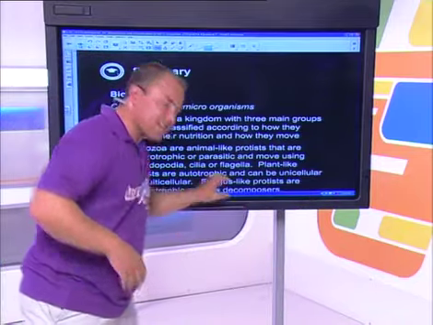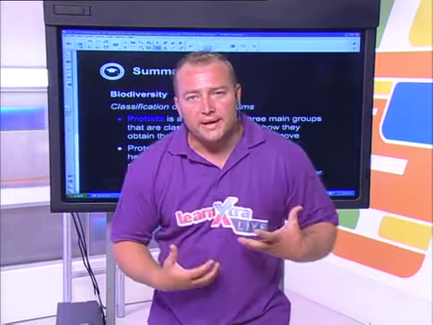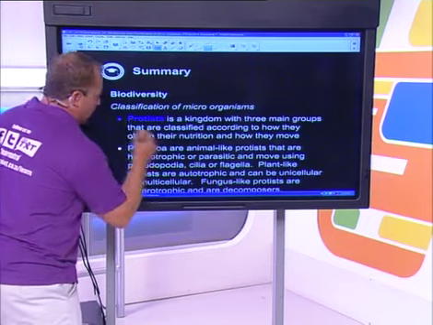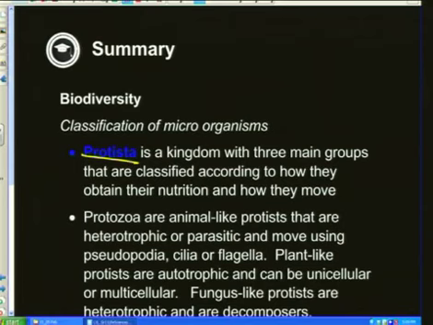next one we have, which is a little bit more complex, is your protista. There it is. Turn it around. Protista. It is a kingdom with three main groups. Very, very easy. Quite nice.